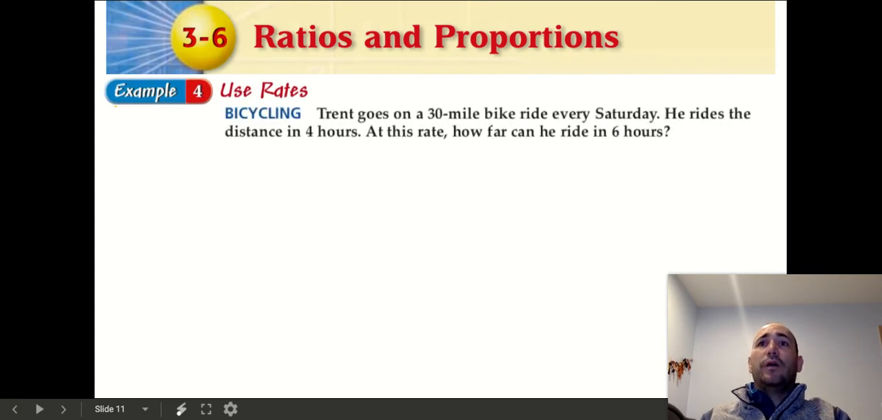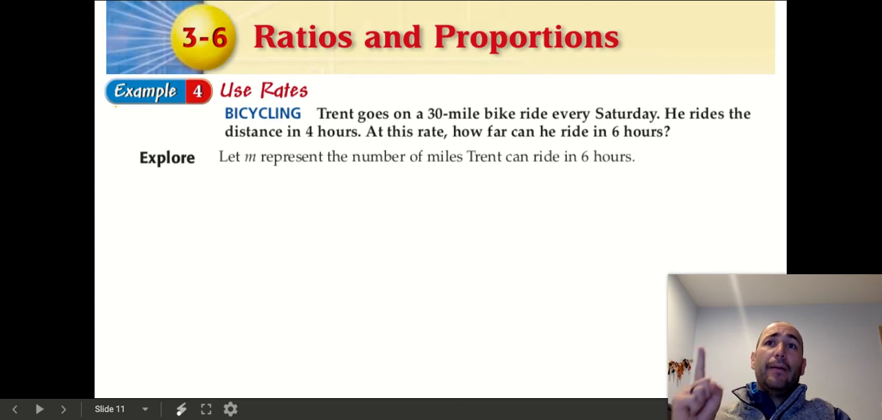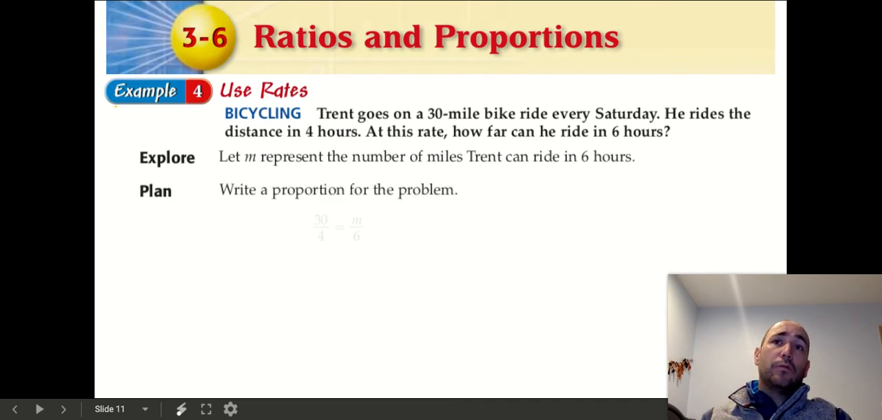So let's use rates to help us solve the problem. Trent goes on a 30-mile bike ride every Saturday. He rides the distance in 4 hours. At this rate, how far can he ride in 6 hours? So let's go ahead and set up a proportion. So first, let's let m represent the number of miles Trent can ride in 6 hours, right? Because we don't know that. That's our unknown. And then we're going to write a proportion for this problem.